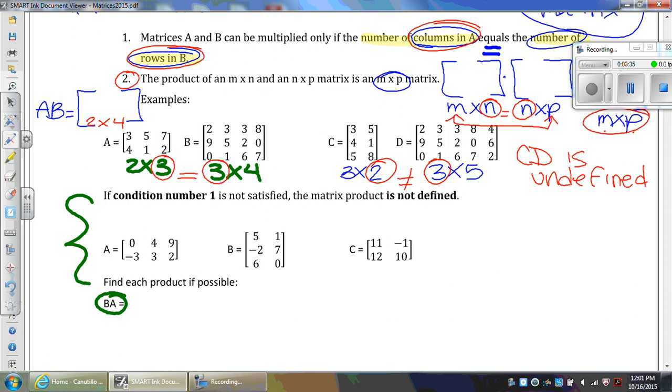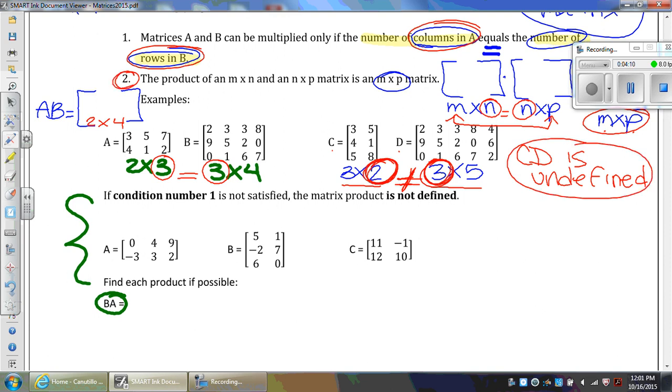If we look at the next example, to multiply matrices C and D, we look at the dimensions of matrix C, and they are 3 by 2, 3 rows, 2 columns. Matrix D is a 3 by 5, 3 rows, 5 columns. So if you notice here, the number of columns is a 2, the number of rows is a 3. So those two numbers are not equal, and therefore matrix C times D cannot be multiplied. So we say that the product is undefined.